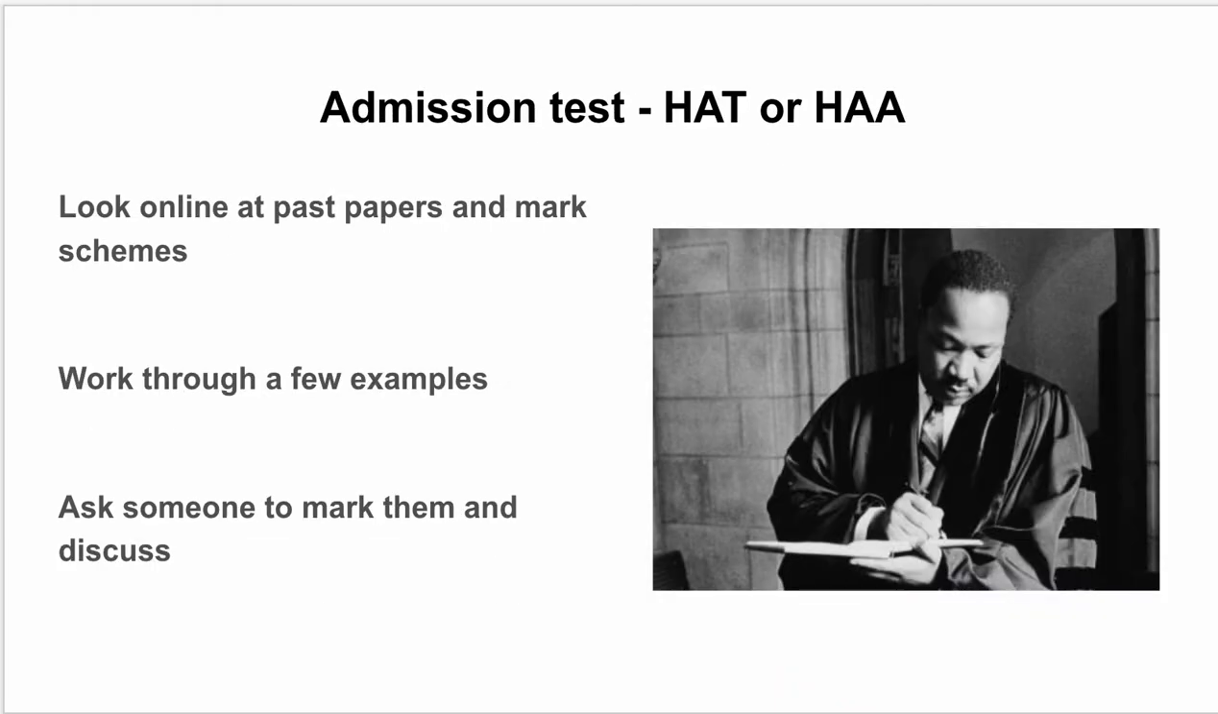Okay, so the next thing is the history aptitude test, or the HAA as it's called for Cambridge. And my big advice for this is to look online at past papers and mark schemes. So they're all available online. I'll put a link to them in the description as well, so you can just have a look at them there. And what you should do is work through some past papers, and the mark schemes are available as well. So work through a few of them, have a go at them, look at the mark scheme.